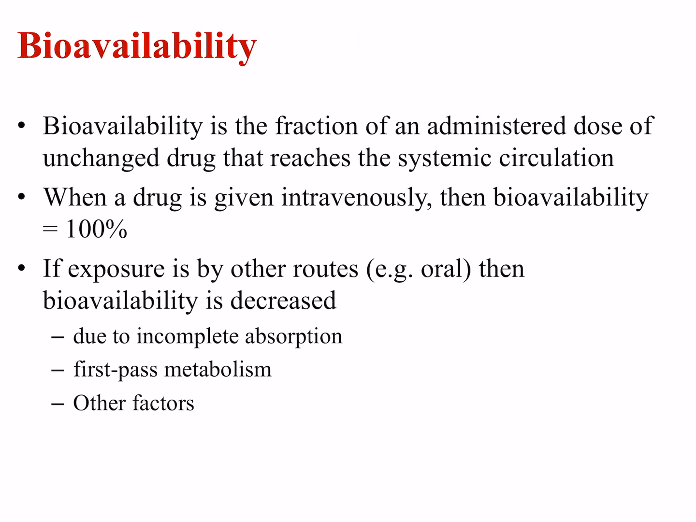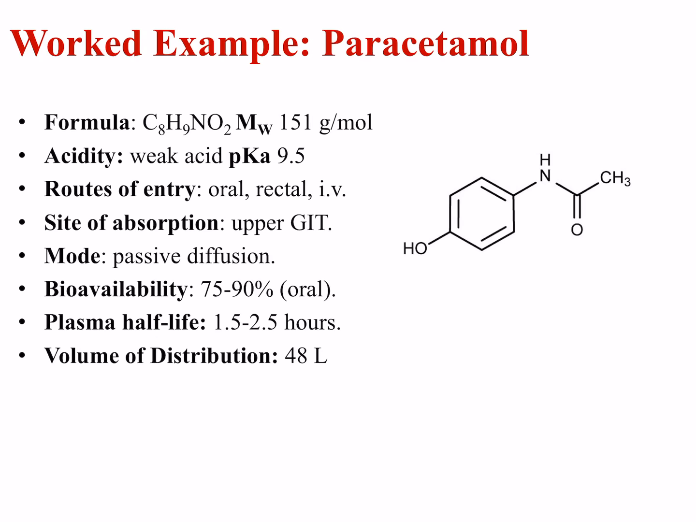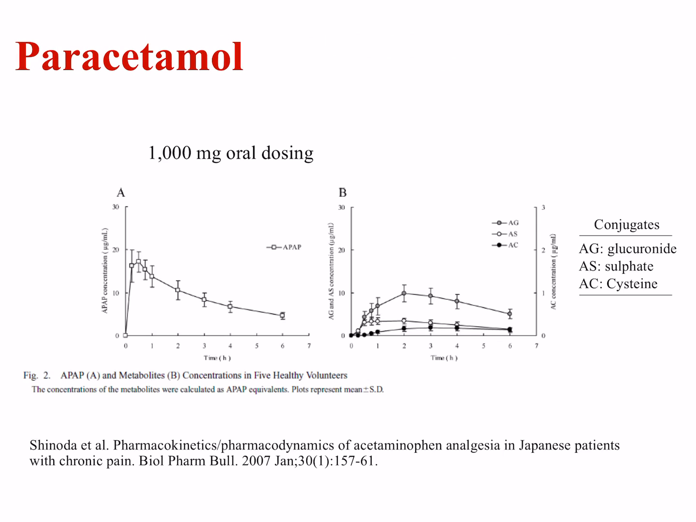As a reminder from the first lecture, bioavailability is the fraction of an administered dose of unchanged drug that reaches the systemic circulation. When a drug is given intravenously, for example, then the bioavailability is 100% because all of it is immediately reaching the systemic circulation. If exposure is by other routes, oral for example, then bioavailability is decreased due to the incomplete absorption, first-pass metabolism, or other factors. The bioavailability of our worked example paracetamol is between 75 and 90% for oral delivery.